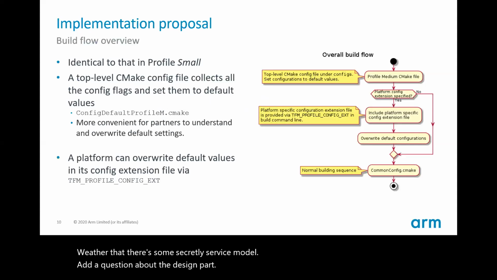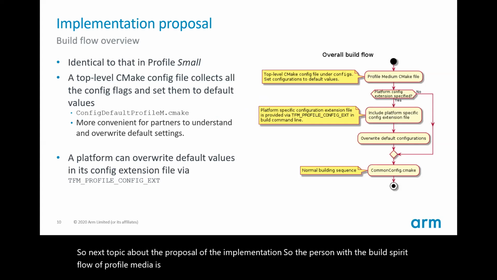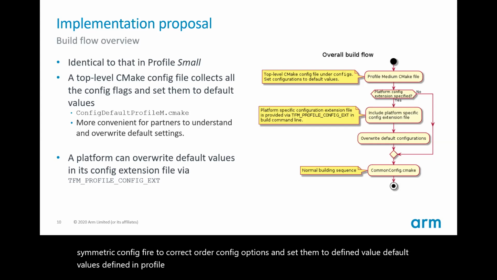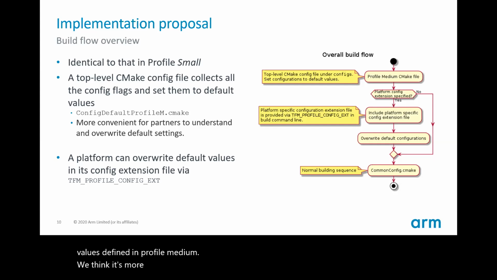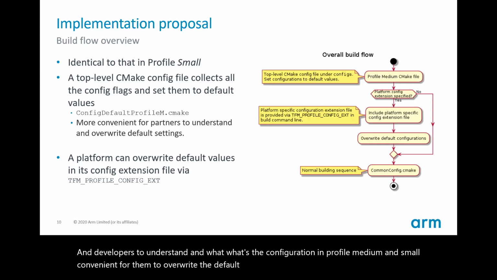Good. Next topic is the proposal for the implementation. The build flow of Profile Medium is very identical to that in Profile Small. We also defined a top level CMake config file to collect all the config options and set them to the default values defined in Profile Medium. We think it's more convenient for partners and developers to understand the configuration in Profile Medium, and to override the default settings according to their platform and use case.